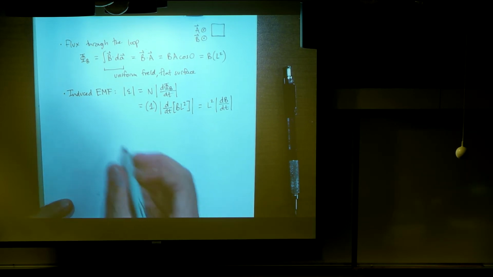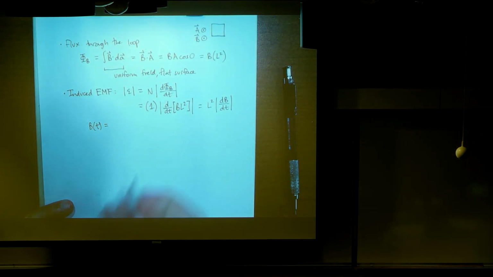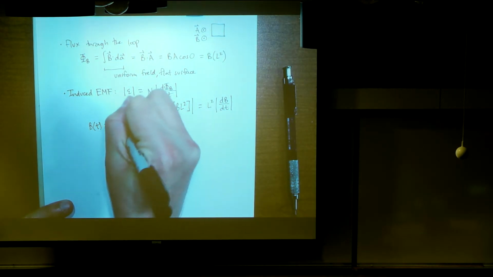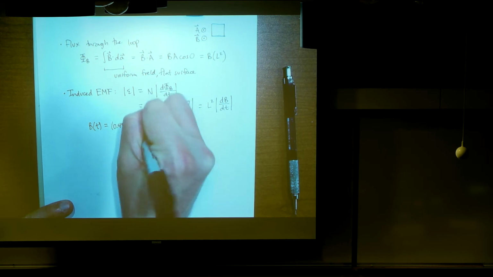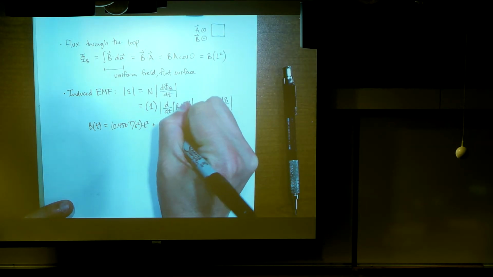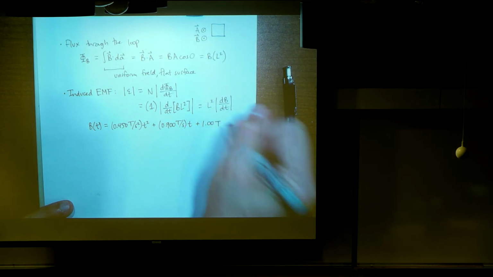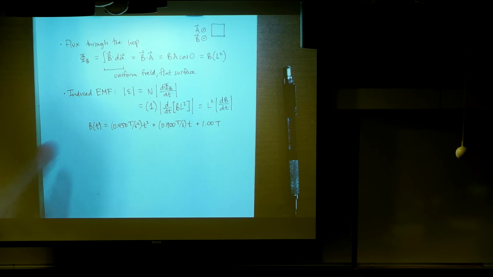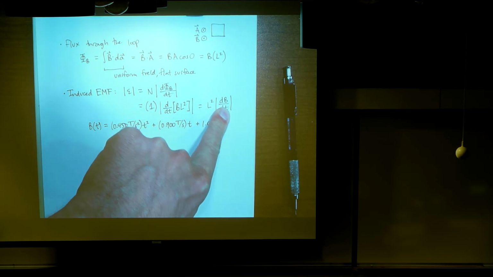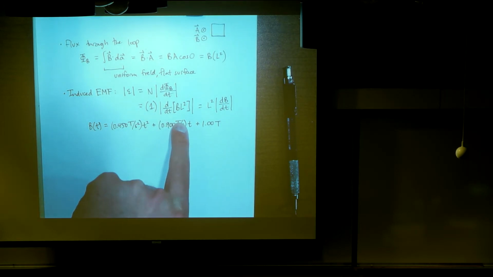So, how can we deal with that? B as a function of time, I'll just write it back down, is 0.45 Tesla per second squared times t squared plus 0.9 Tesla per second times t plus 1 Tesla. Okay? So if this were constant, of course, then dB dt would just be 0, and I'd have no induced EMF. Faraday's law wouldn't really be coming into play. But because this is something that's changing in time, this is non-zero.